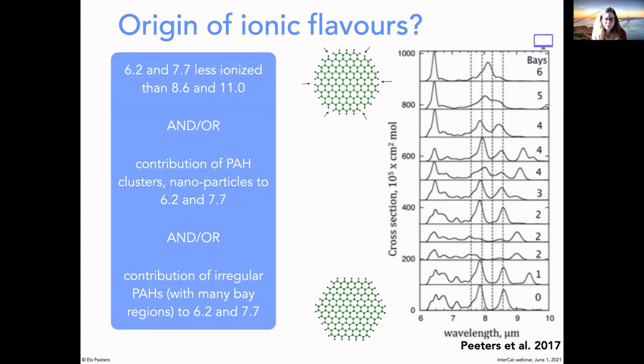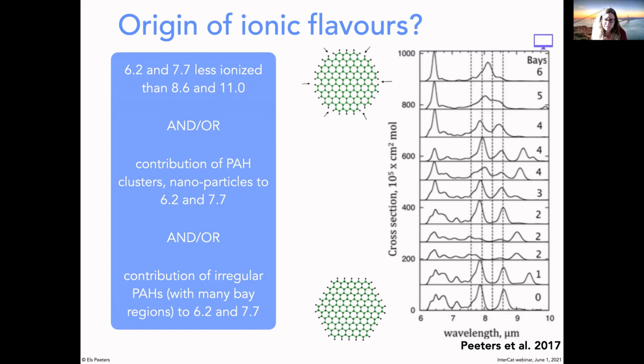Another option for the different flavors is that to the emission between 7 and 9 microns, you have contribution of PAH clusters and nanoparticles. The reason why this is an option is because if you look at the inner two bands at 7.8 and 8.2, they were peaking at the same distance from the star as the plateau emission. And the plateau emission has typically been assigned to PAH clusters or nanoparticles. So potentially the inner two components could have a similar carrier.